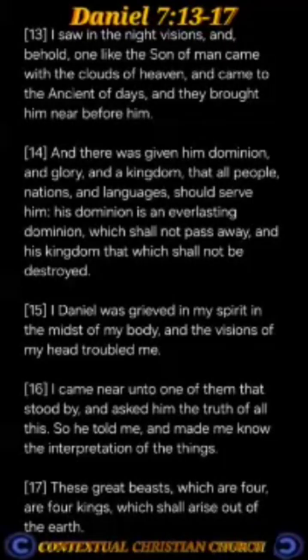I, Daniel, was grieved in my spirit in the midst of my body, and the visions of my head troubled me. I came near unto one of them that stood by and asked him the truth of all this. So he told me and made me know the interpretation of the things. These great beasts, which are four kings, which shall rise out of the earth. So, ask the question again.